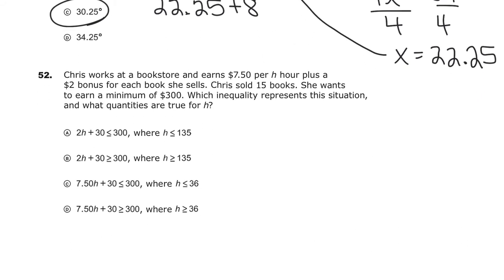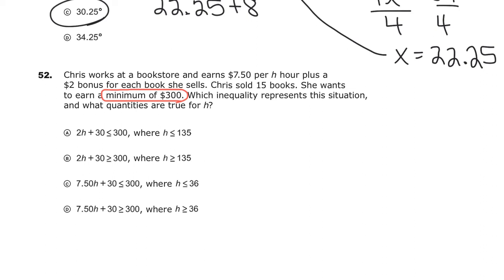52. Chris works at a bookstore and earns $7.50 per hour plus a $2 bonus for each book she sells. Chris sold 15 books. She wants to earn a minimum of $300. Which inequality represents the situation and what quantities are true for H? The fact that it's a minimum of 300 is where I would start first, because that's going to tell you your inequality sign, and not all of these have the same inequality sign. What does minimum of 300 tell us to use?